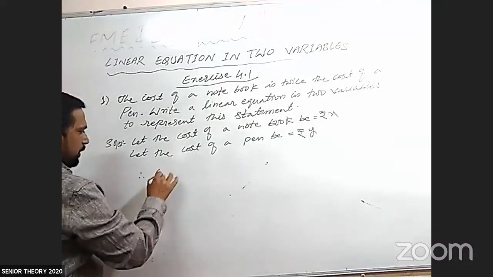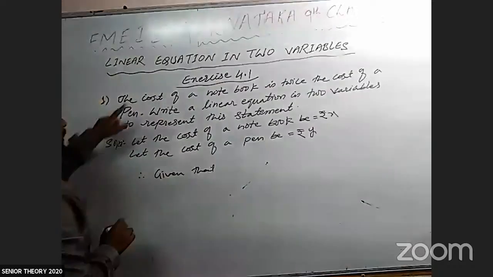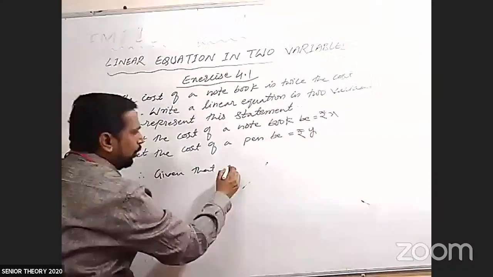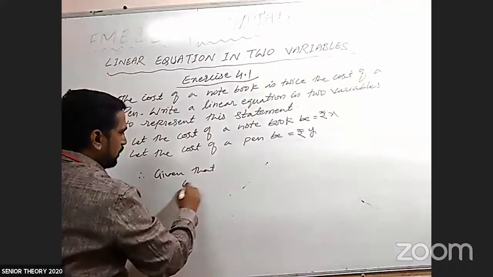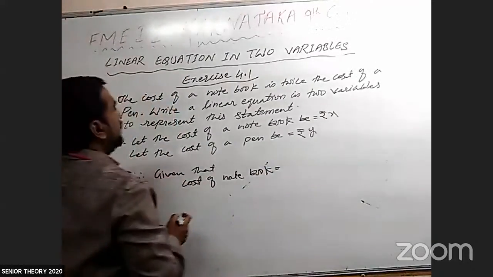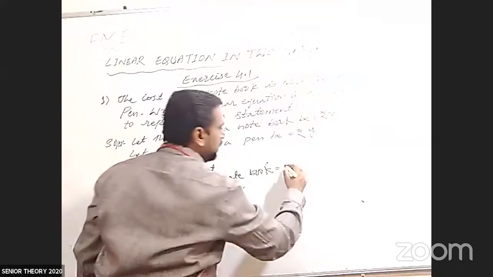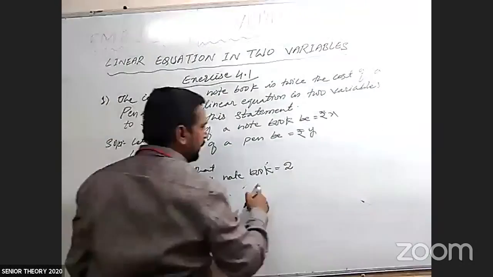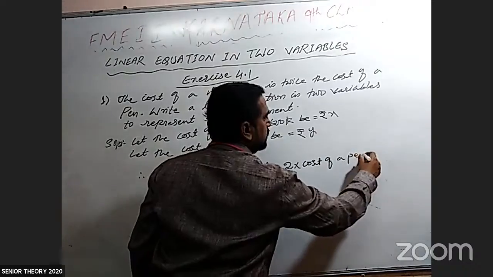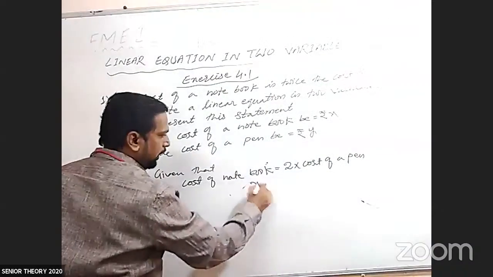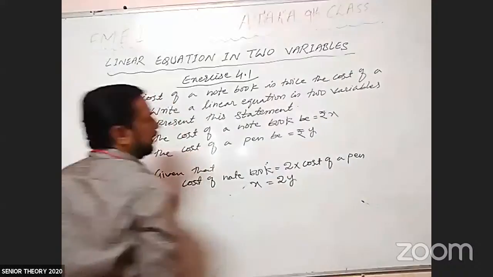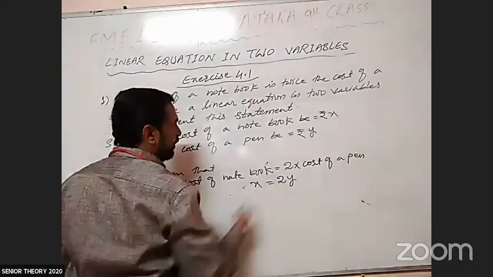Now what is the given condition? The cost of a notebook is x. Given that the cost of notebook is equal to twice the cost of a pen. Twice means two times. So the cost of notebook is x equal to twice the cost of a pen, which is y. Now we will write in linear equation in two variables like this.